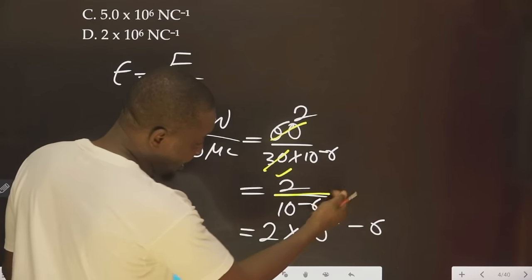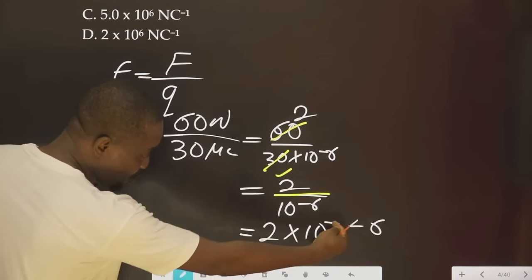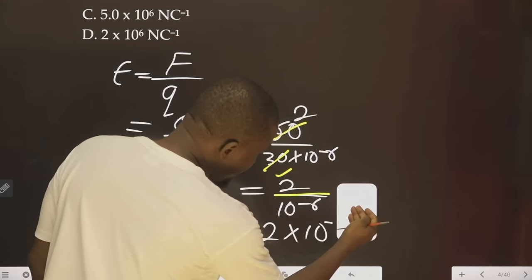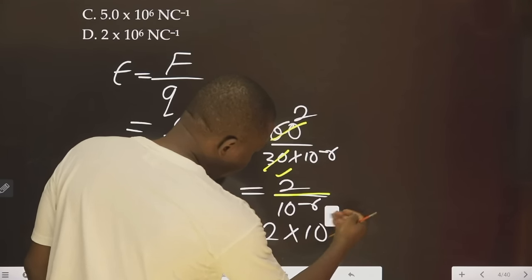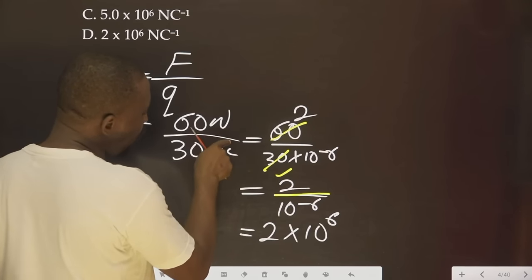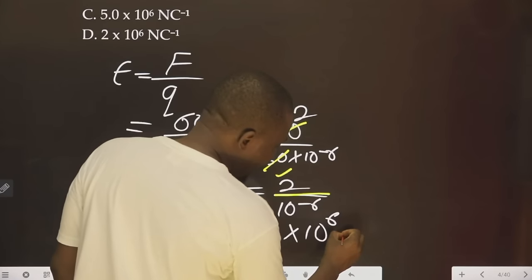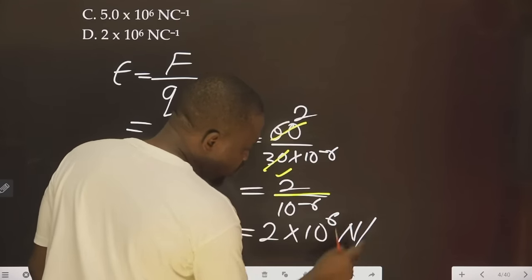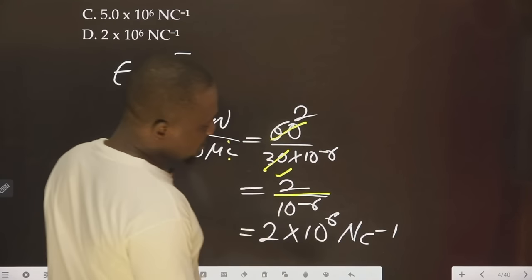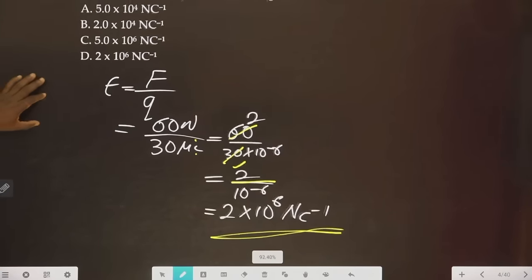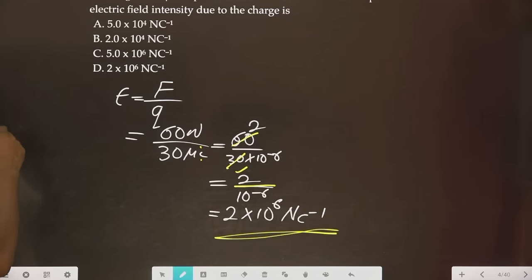This line you are seeing here, when you want to introduce it like this, you put it as minus. Minus minus will give us plus, that is plus 6. So we put this like this. We had newton over coulomb, which you can also write as this. So this is the answer. The answer is D. D is the answer, okay?